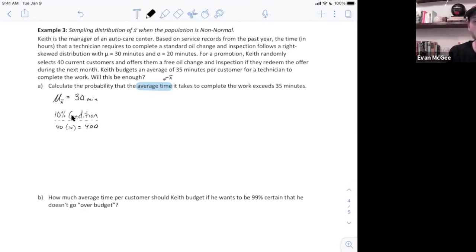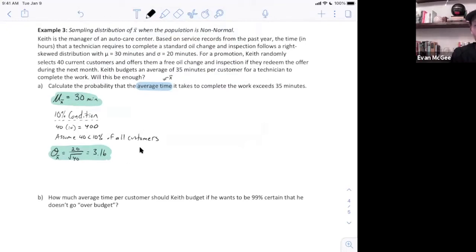The 10% condition: we took a sample of 40 customers, so multiply it by 10, that gives us 400. We just have to assume that 40 is less than 10% of all his customers, or that he has more than 400 customers in the population. Now we can find the standard deviation. The sampling distribution of X bar will be centered at 30 with a standard deviation of 3.16. Remember, it's the population standard deviation divided by the square root of the sample size.